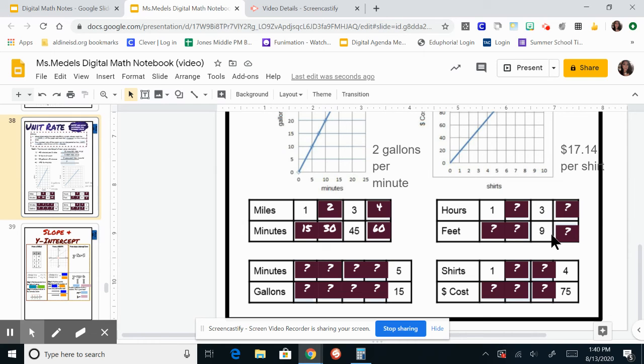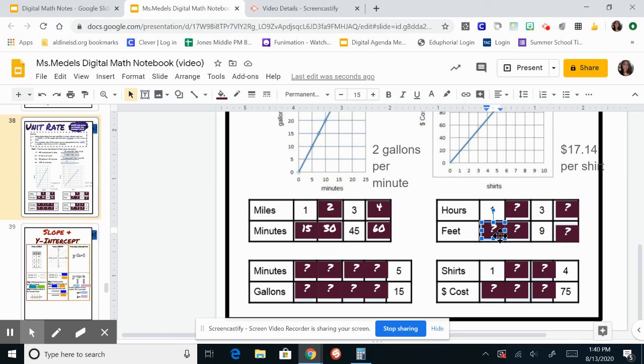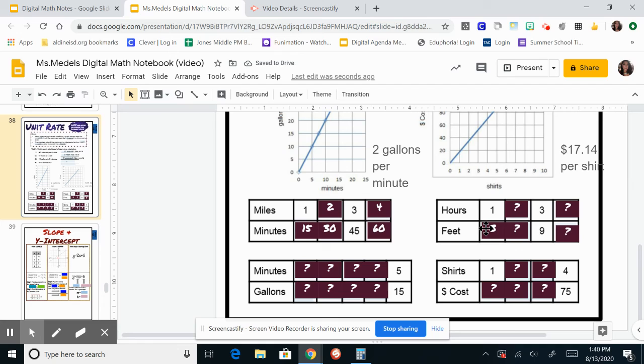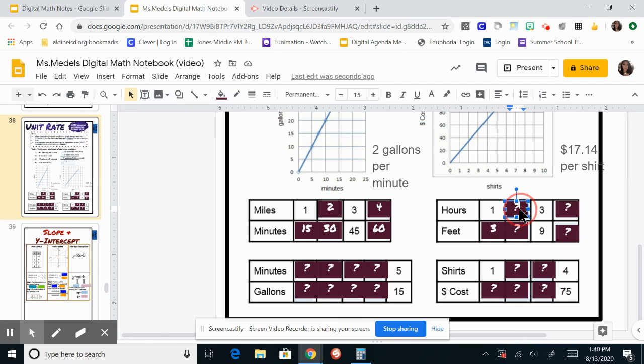Okay, so let's practice that again. So I have 3 and 9. So if in 3 hours I went 9 feet, to find how many I went in 1 hour, I'm simply going to divide 9 by 3, which is 3. So that means that my unit rate is 3. So if in 1 hour I went 3 feet, 2 hours, I would just need to multiply by 3, and I get 6. 3 times 3 would give you 9. This should be 4. 4 times 3 will give you 12.